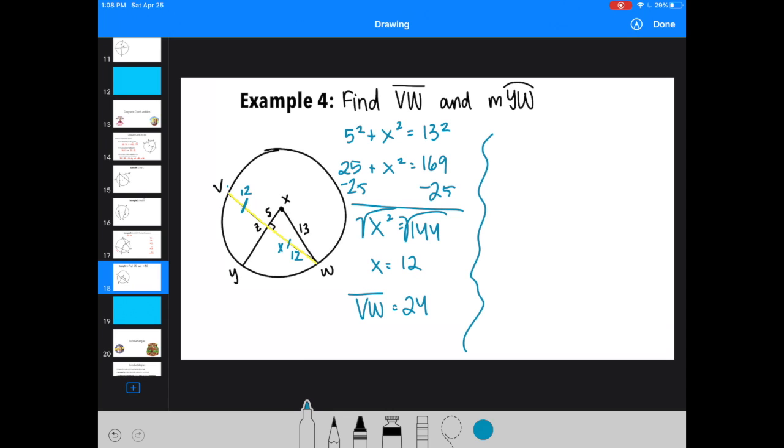My next thing is I want to find the arc measurement of YW. How am I going to go about that? Well, I have a right triangle in there. And what do I know? What's the relationship between central angles and arcs? They're congruent. So if I can find the angle YXW, I can find the arc degree measure of YW. How am I going to do that?